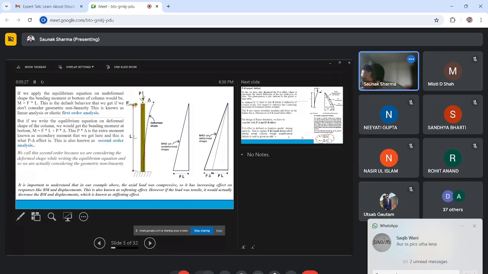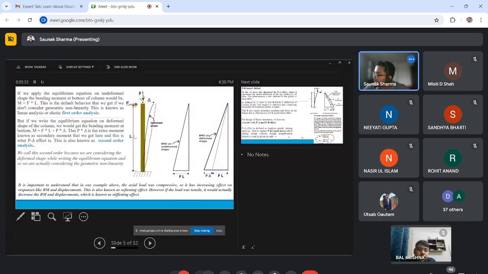Lateral force acts, and this column tends to deflect like this. This deformed shape we will discuss later. This is the amount of delta that is displaced. Now, if we see the movement here, the moment will be F into L. The effect of this deformation is not counted here. This is first order analysis.